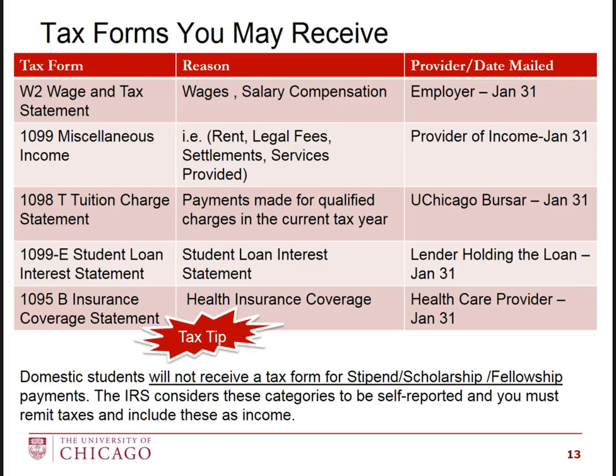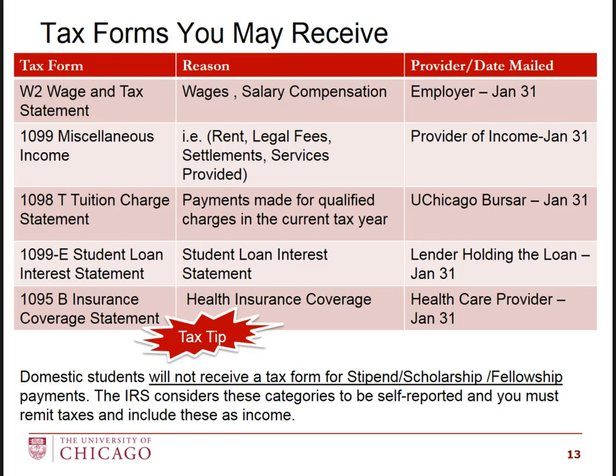The 1099-E student loan interest statement is given to all who have paid student loan interest during the tax year. The lender who holds your loan is required to forward this to you for tax filing by January 31st.